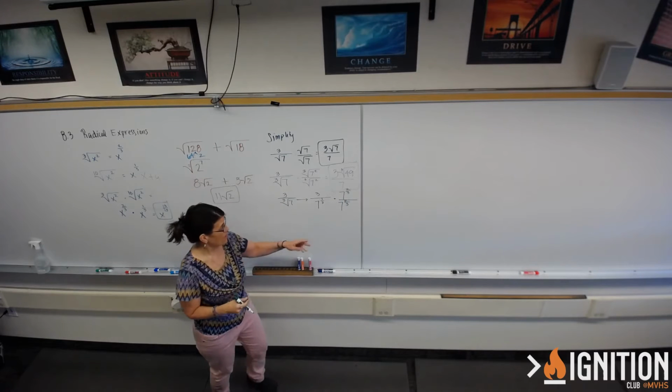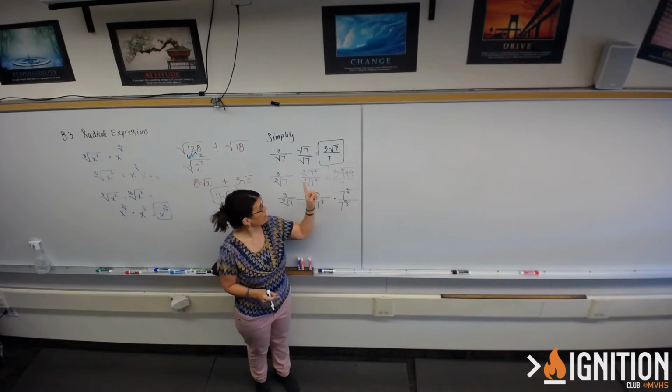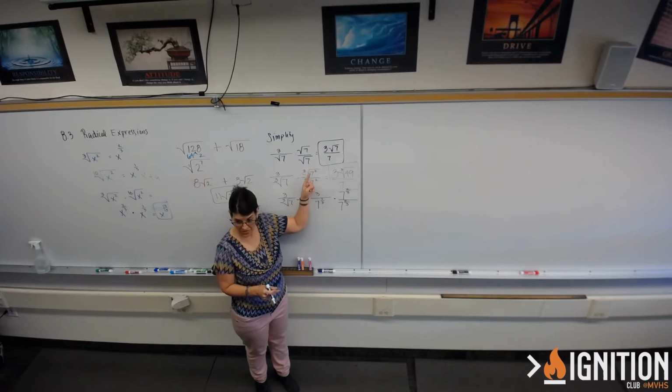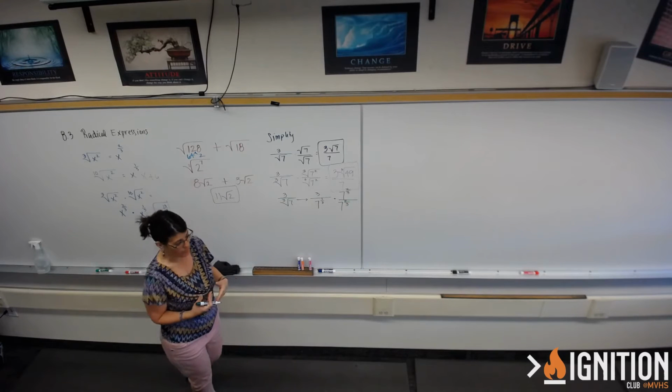Same concept. M over n. This is the cube root of 7 squared. Cube root of 7 squared. They're exactly the same thing. One of them you're looking at in radicals, one of them you're looking at as exponents.